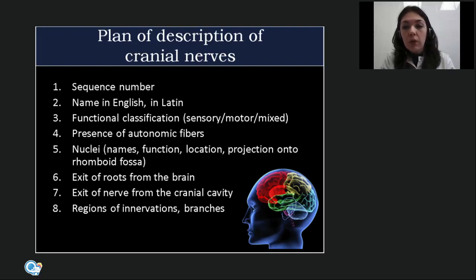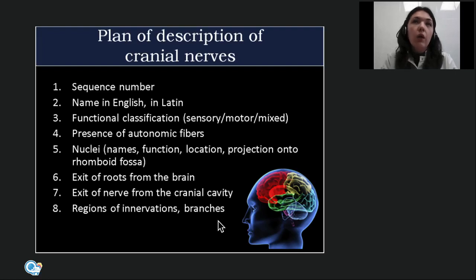And nuclei of the rest of the cranial nerves are certainly not projected onto the rhomboid fossa. Please memorize it. The next is the exit of the root from the brain. Actually, we also studied it when we studied the central nervous system. I even asked all of you to make a table, yes? Then exit of the nerve from the cranial cavity. For this, you will need knowledge of craniology. You will revise it.